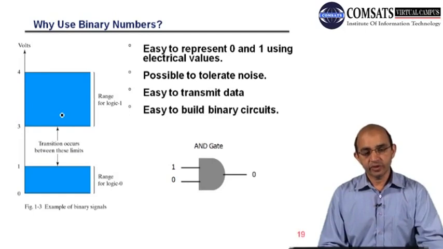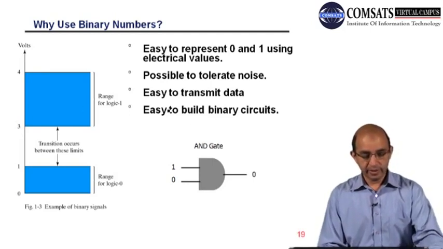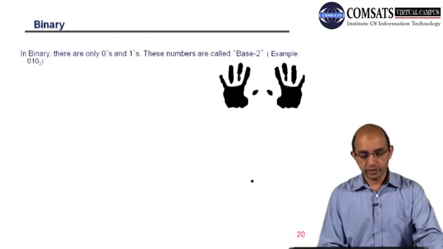So it's easy to transfer 2 levels, as compared to transferring 10 levels for the decimal number system, right? As representation is easy and we have to handle only 2 levels, it's easy to design the circuitry, right? So here is the example: AND gate, 1 and 0, we have 0, right?